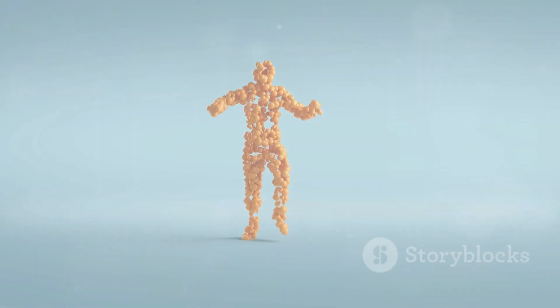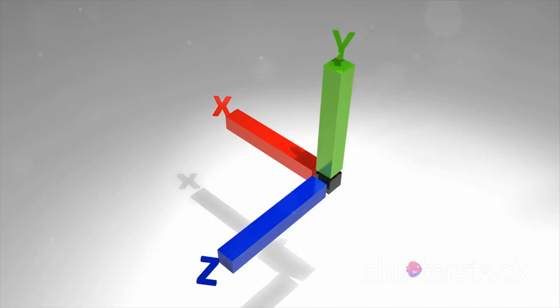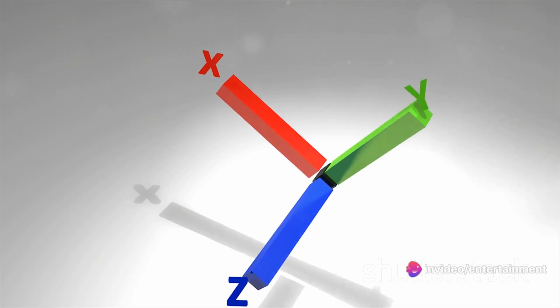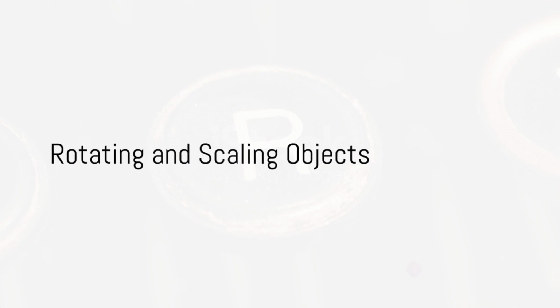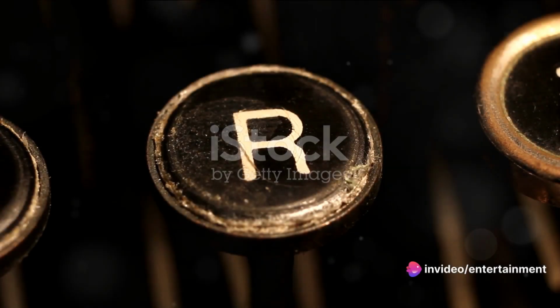Now, let's move on to the G key. This is your go-to shortcut for moving objects around. But what if you want to move an object along a specific axis? Well, after pressing G, you can then press X, Y, or Z to constrain the object's movement to that particular axis.